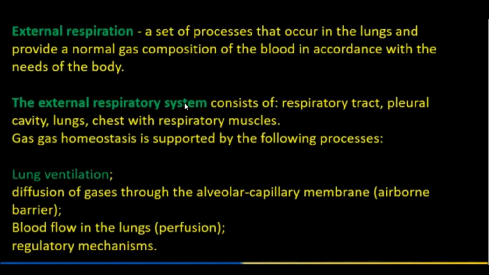The external respiratory system consists of the respiratory tract, pleural cavity, lungs, and chest with respiratory muscles. Blood gas homeostasis is supported by the following processes: lung ventilation, diffusion of gases through the alveolar capillary membrane, the aerohemic barrier, blood flow in the lungs, perfusion, and regulatory mechanisms.